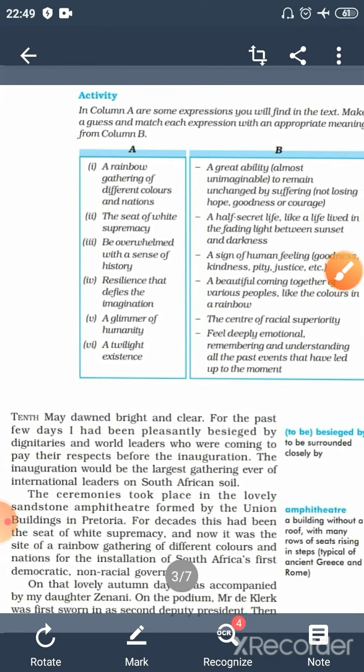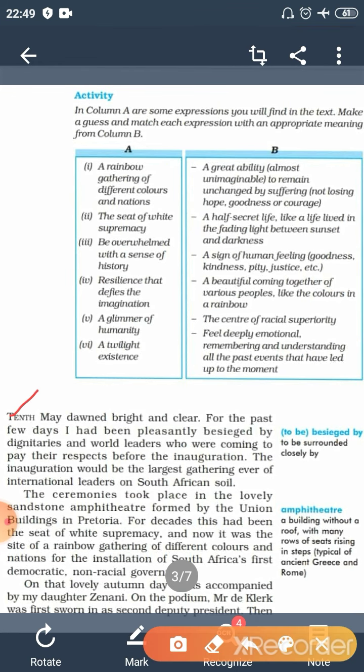10th May dawn, bright and clear. For the past few days, I had been pleasantly besieged by the dignitaries and world leaders who were coming to pay their respects before the inauguration. The inauguration would be the largest gathering ever of international leaders on South African soil. The ceremonies took place in the lovely sandstone amphitheater formed by the Union Buildings in Pretoria. For decades, this had been the seat of white supremacy, and now it was the site of a rainbow gathering of different colors and nations for the installation of South Africa's first democratic non-racial government.